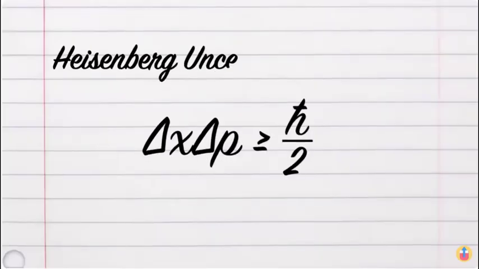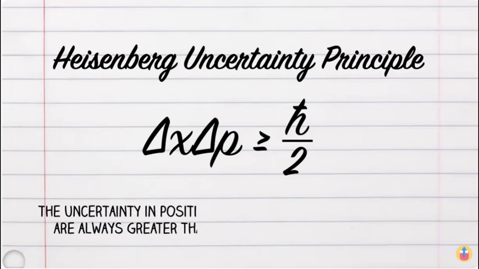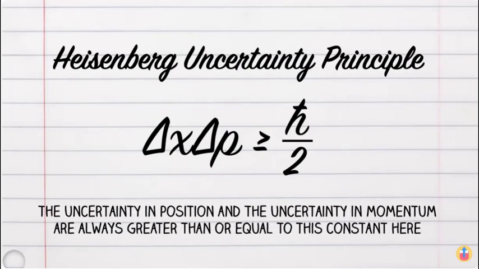Another more well-known pair of conjugate variables are position and momentum. This is one version of the Heisenberg uncertainty principle, and it states that the uncertainty in position and the uncertainty in momentum are always greater than or equal to this constant here. Basically, we can never measure both the position and momentum of an object to 100% accuracy. We'll come back to the equation in a bit, but first, let's talk about the intuition.